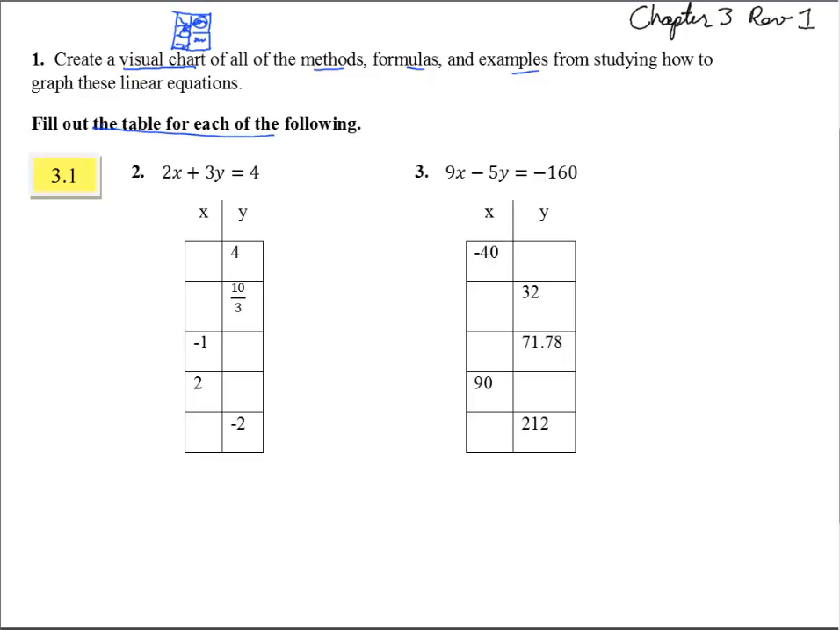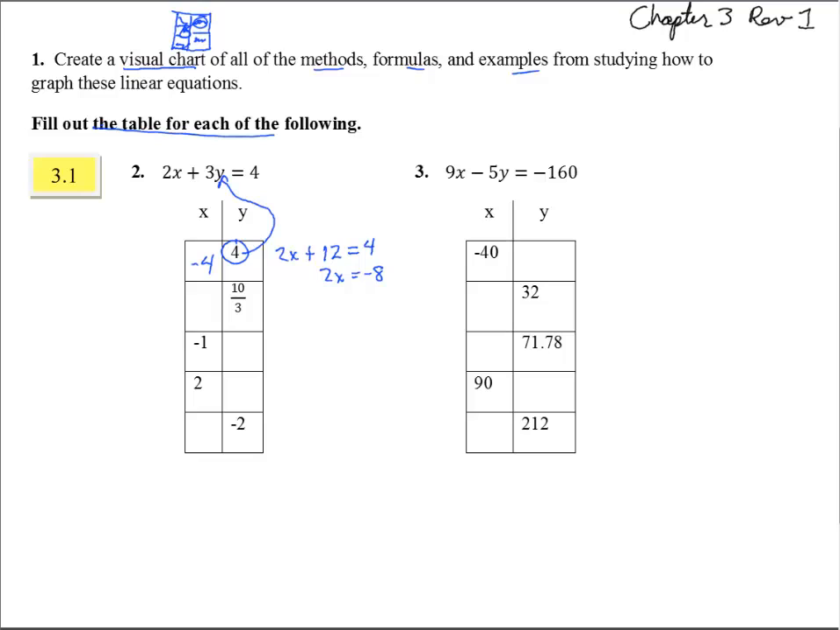Now, number 2, fill out the table for each of the following. So here we have the x's and the y's, and we're going to stick them in. We're going to start with this guy. We're going to stick it in right there, and we get 2x plus 3 times 4 is 12 equals 4. Subtract 12, we get 2x equals a negative 8. Divide by 2, we get x equals a negative 4.